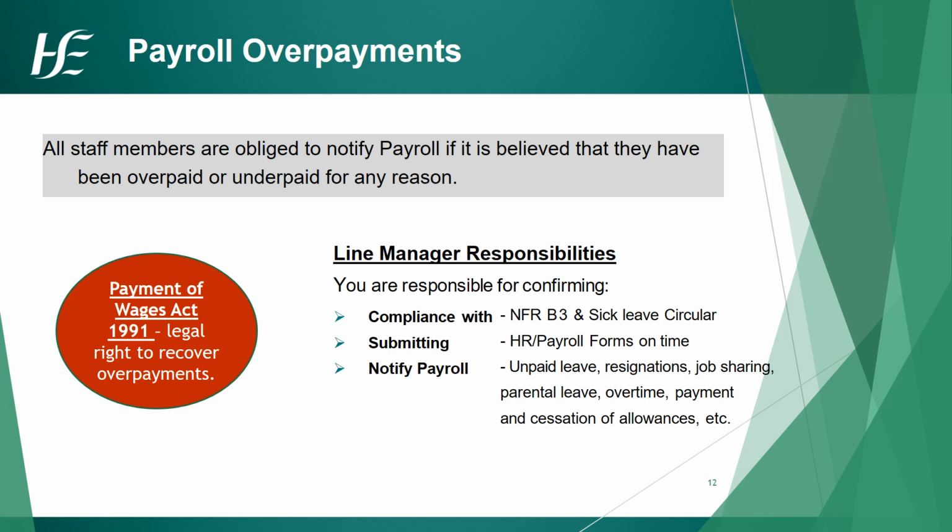As a line manager, you are responsible for confirming that you are in compliance with NFR B3 and sick leave circulars. You are also responsible for submitting HR or payroll forms on time, and you must also notify payroll if you have staff members going on unpaid leave, resignations, job sharing, parental leave, overtime, or if there's any allowance due. So all types of unpaid leave really. So if these responsibilities are not followed, people may end up getting over or underpaid.